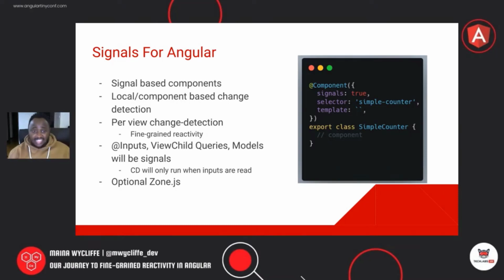Other things to keep in mind are component inputs, view child queries, and models with signals, and change detection will only run if you read those signals. If you don't read those inputs and values, and you have passed them into a component, then change detection is not going to run, because you don't have a dependency within that component.